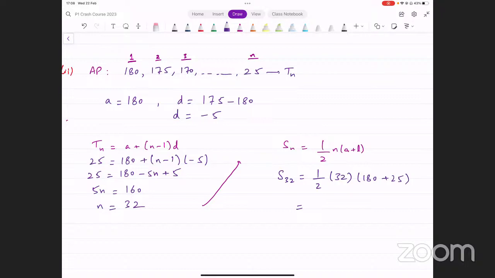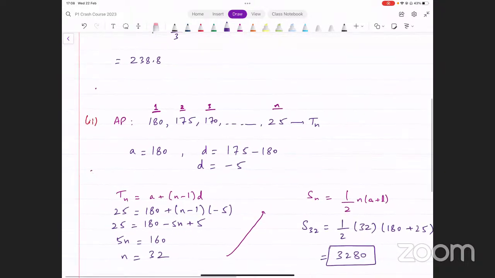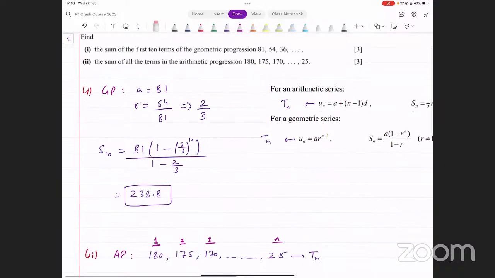So this is giving me 3280, and that is the sum of these 32 terms. That's what we were looking for. Make sense? That's the second part of this question. We had to find the sum of all terms in that arithmetic progression.